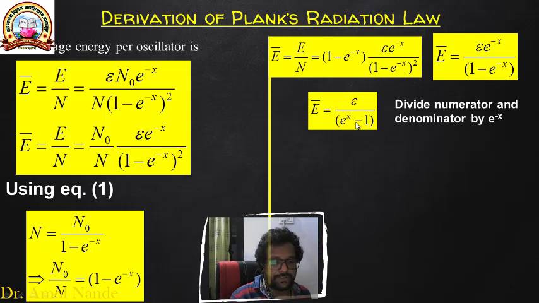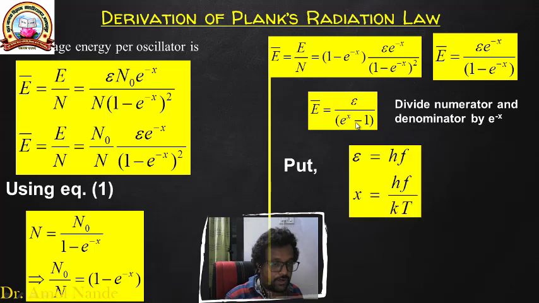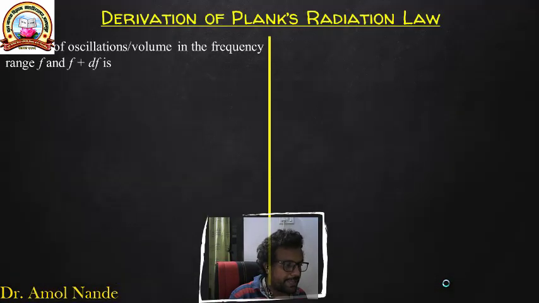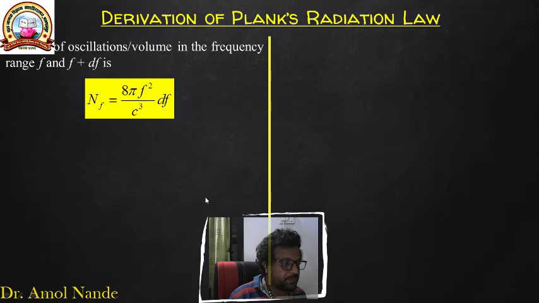So now we will put epsilon is equal to hf and x is equal to hf by kT. So what you left with, average energy E bar is equal to hf divided by e to the power hf by kT minus 1, correct. So अगर अपन frequency range में निकालते हैं from f to f plus df, so the number of oscillator is given as nf is equal to 8 pi f square divided by c cube into df.